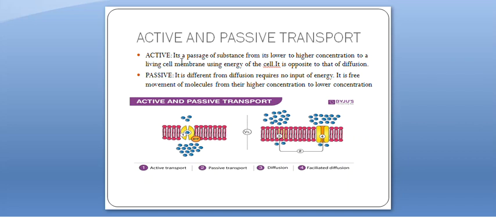What is active transport? It is the passage of a substance from its lower to higher concentration across a living cell membrane using the energy of the cell. It is opposite to that of diffusion. So here you can see this is a transport where energy is used in the form of ATP.